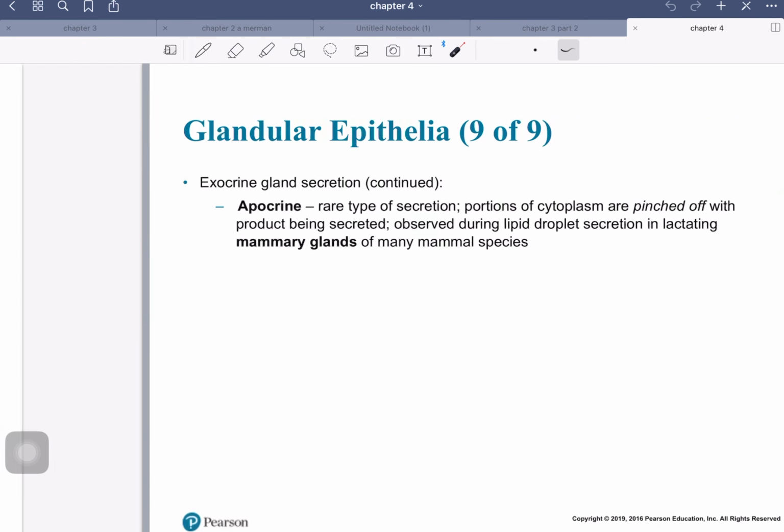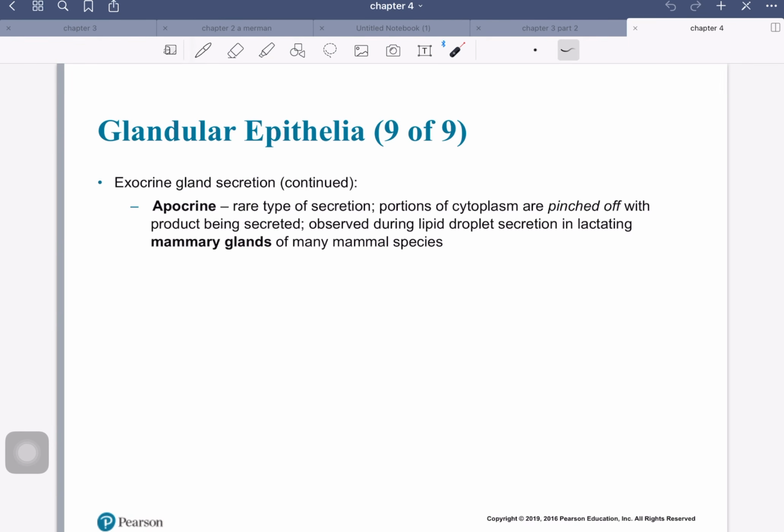releasing the material. Now, there's another one called apocrine, and it's a rare type of secretion. What happens is portions of the cytoplasm get pinched off and the product is secreted. We can see this with lipid droplet secretions in things like the mammary glands.